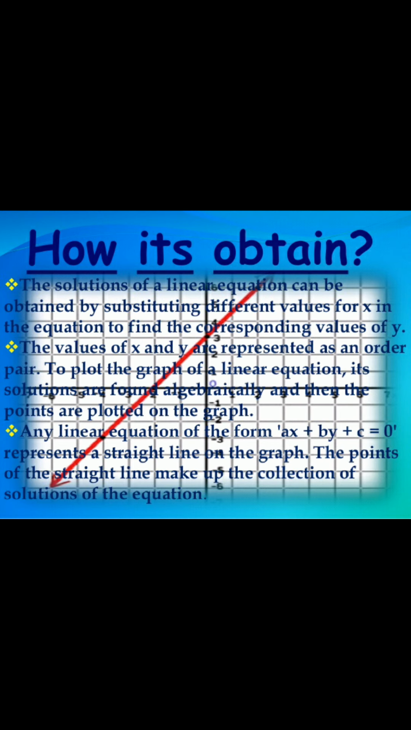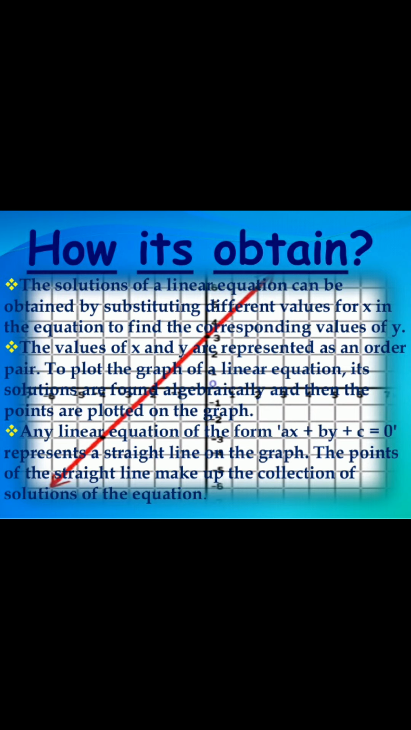The solution of a linear equation can be obtained by substituting different values of x in the equation to find the corresponding value of y. Vice versa, you can do. You can put the values of y and find the values of x also. The values of x and y are represented as an ordered pair. To plot the graph of a linear equation, its solutions are found algebraically and then the points are plotted on the graph.